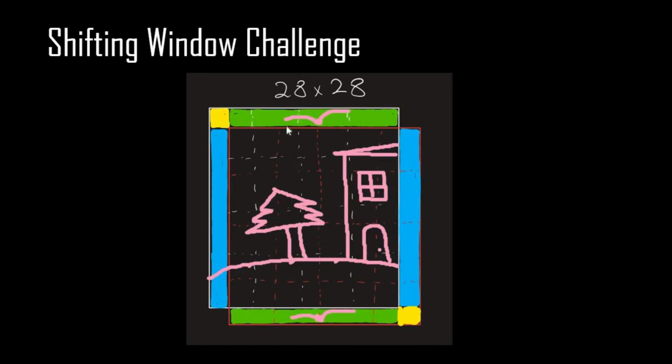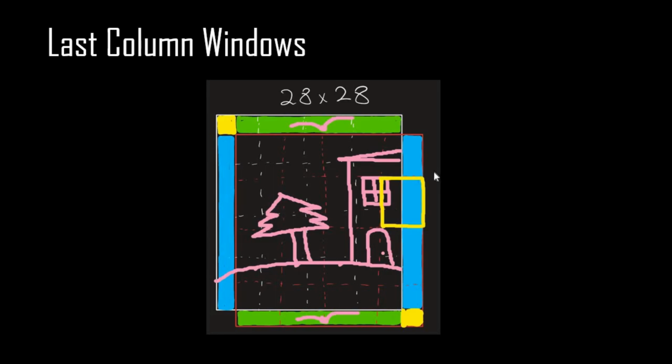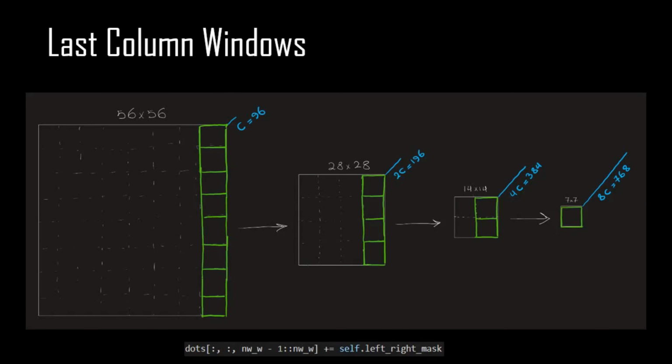But this cycle shift created a challenge for us. For example, we showed that if I have a bird in the sky here, if I do the cycle shift, that bird comes here, and as a result, half of the tokens are from the grass, half are from the sky with the bird. And this is also going to happen for the last column windows. For example, here in this new window, half of the tokens are from the house, half of the tokens are from the sky. And we said that this is going to happen for all of the windows in the last row and for the last column. And we need to have a specific type of masking to handle that.